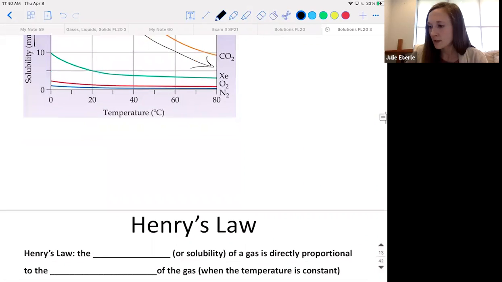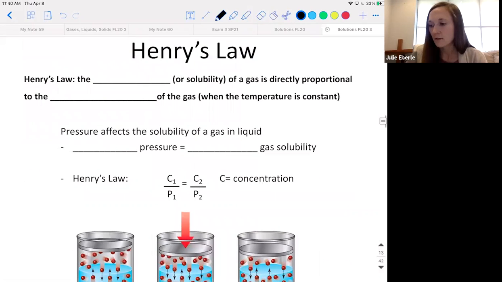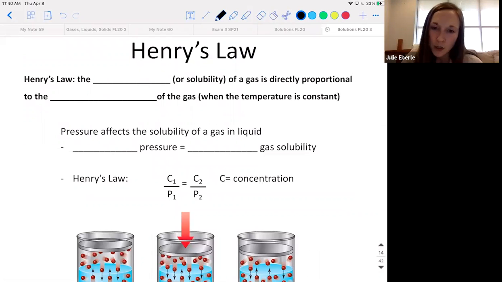Okay, now we're going to work a problem, so get your calculator. After I explain Henry's law, we're going to work a problem on Henry's law. Henry's law is going to relate pressure and concentration of gases. So it's kind of another gas law, but it has to do with solutions. So that's why we didn't introduce this with the other gas laws.